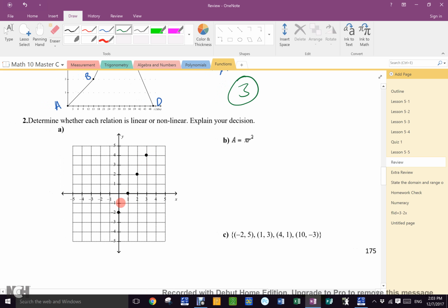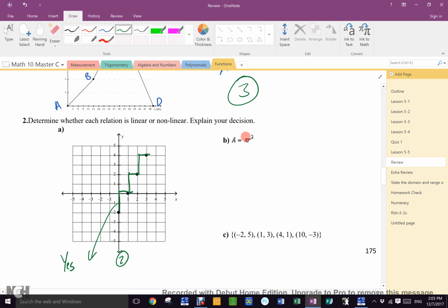Is this linear? Yes or no? Yes. Why? You get 1 point for the yes, and now I need a reason. Up 2 over 1, up 2 over 1, up 2 over 1, and it repeats. Right? So that's where you get your other mark for your reason. The reason, right there. Up 2 over 1. It is a repeating pattern. 2 marks there.